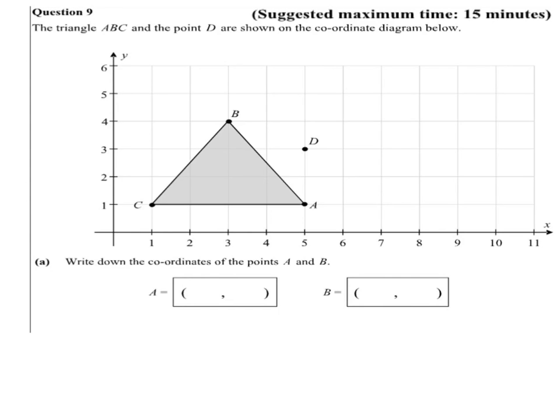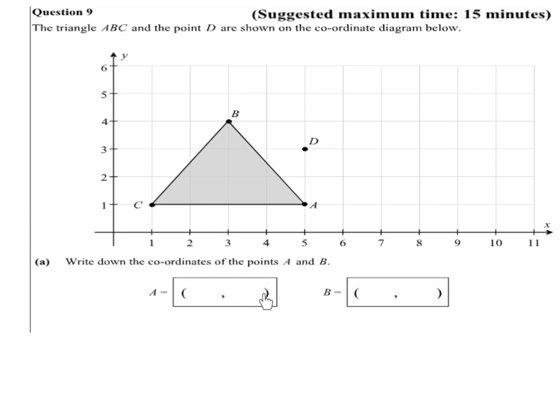Question 9. The triangle ABC, and the point D are shown on the coordinate diagram below. So this is a coordinate diagram. It has an x-axis, which is the horizontal line, and a y-axis, which is the vertical line. Part A, write down the coordinates of the points A and B.